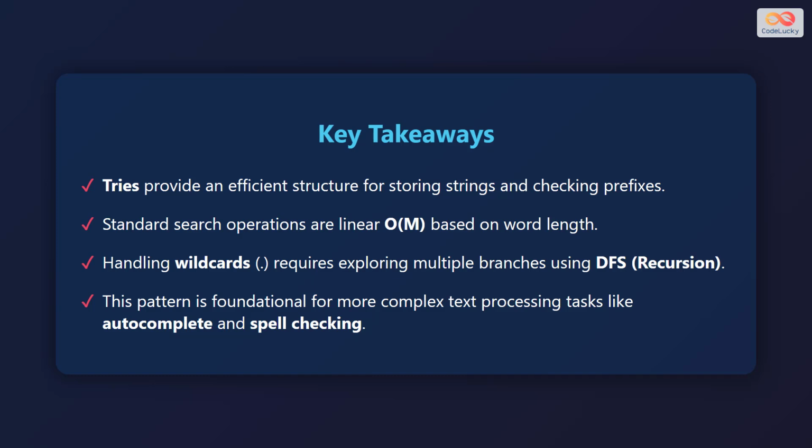To wrap up, the trie data structure is the optimal choice for this problem. It handles prefixes naturally. While standard operations are linear, the wildcard requirement forces us to use a recursive backtracking approach to explore all matching paths. This pattern of mixing trie traversal with recursion is very powerful and appears in many advanced string problems like autocomplete systems and spell checkers.